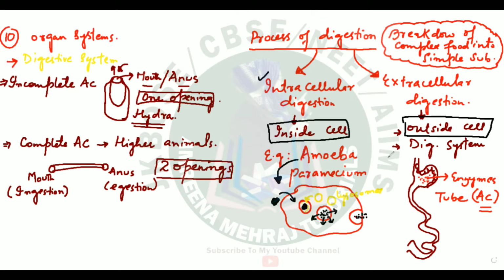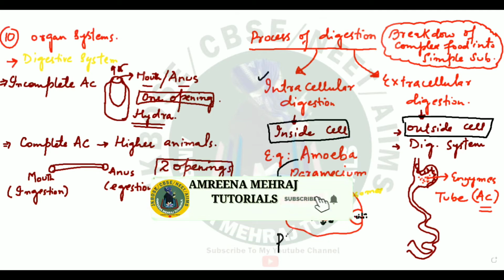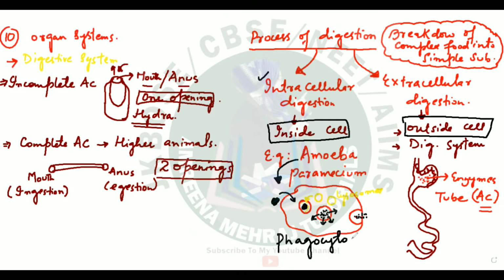So lower organisms like your amoeba and paramecium perform intracellular digestion, whatever is digested inside the cell. Let us remember this process is called phagocytosis. That means cell eating. The cell eats the food and digests it inside. The same thing happens in your WBCs also. White blood cells also perform phagocytosis.